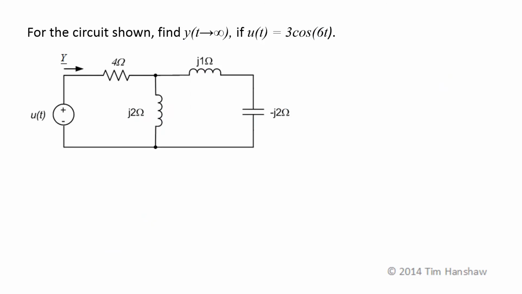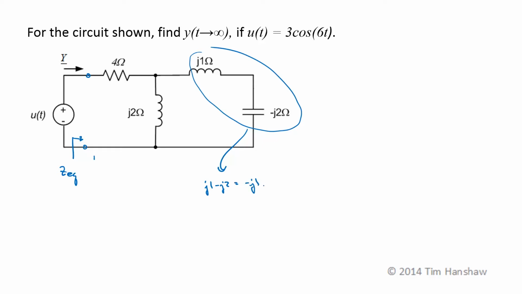So we want to find an equivalent impedance of this whole side here. So as I said, these two are in series, so their impedance is j1 minus j2, which is going to be minus j1 ohms. That's in parallel with the j2 ohm impedance, so that's going to be the product of the two, j2 ohms times minus j1 ohm over j2 minus j1 ohms.